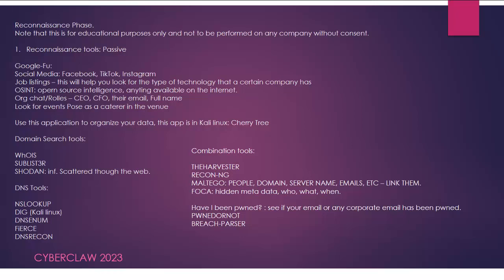Organizational charts could be available on the web, with roles that maybe a CEO or CFO does at a certain company. Their email address could be on a site like LinkedIn, Facebook, TikTok, Instagram, and their full name. Things have been disclosed without their knowledge. So that is pretty much dangerous.